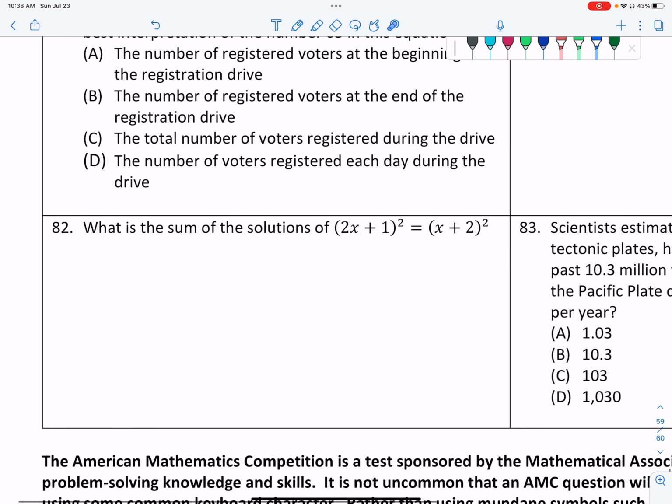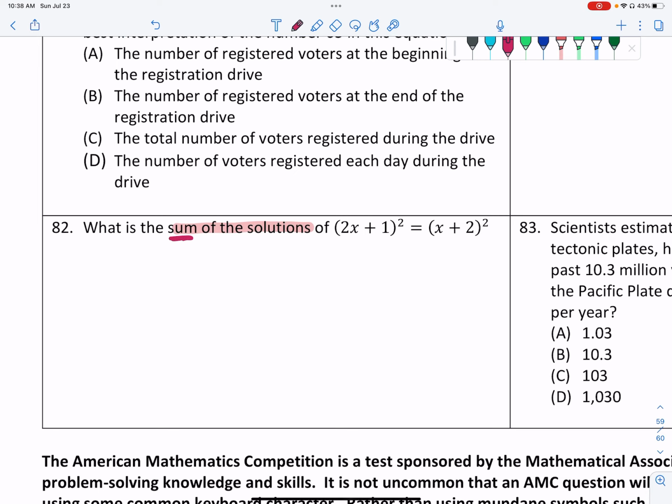Okay, 82. What is the sum of the solutions? Sum of solutions of, and then we have this kind of equation. What kind of equation is it? Notice that we have a squared in here. If we were to FOIL this thing out here, this 2x, it's going to be squared. It's going to be a quadratic equation. Quadratic equations have two answers, and this is asking you to add up those two answers.